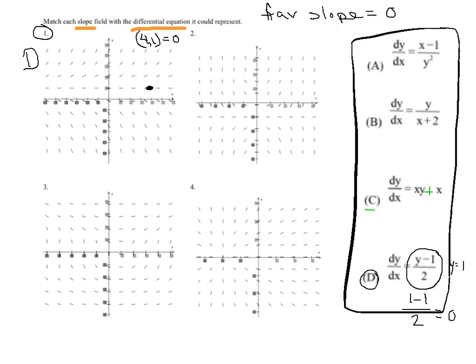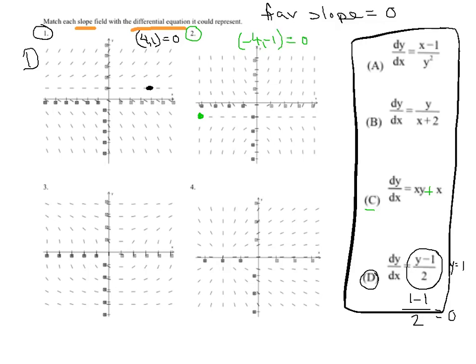So as I look at graph number 2, I'm asking, are there any line segments that have a slope of 0? I'm going to pick a fairly obscure one. I'm going to pick -4, comma -1. Do you agree that at -4, comma -1, the slope is definitely 0?